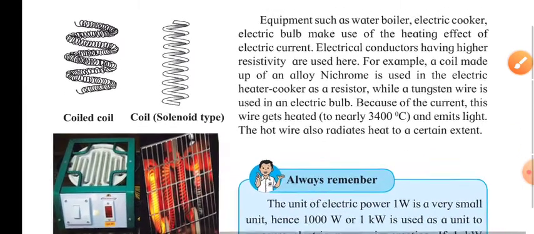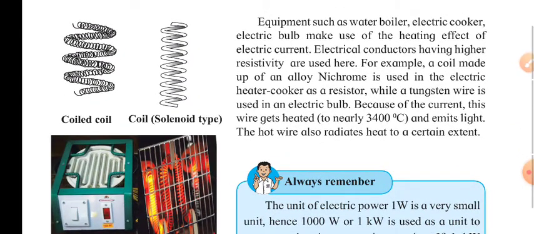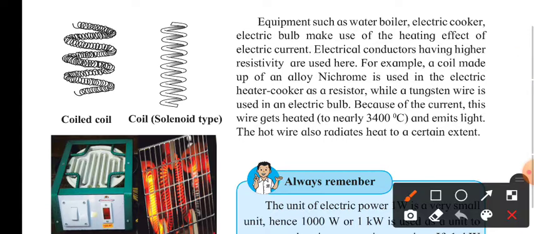Now further, we have different kinds of electrical instruments, devices or appliances where we are using this particular phenomenon of electric current. Coiled coil, or solenoid type coil, different kinds of coils we have. Nichrome is used in electric heaters and cookers as a resistor. And these wires, or the materials which we are using, have high resistance and a high melting point. Due to that, they start to heat up when electricity is passed through these conductors.